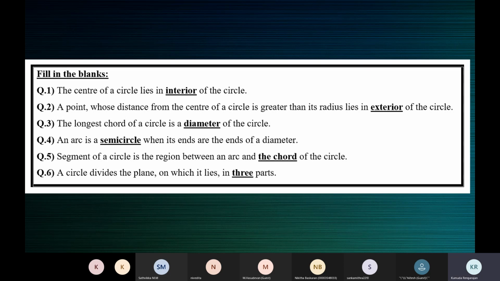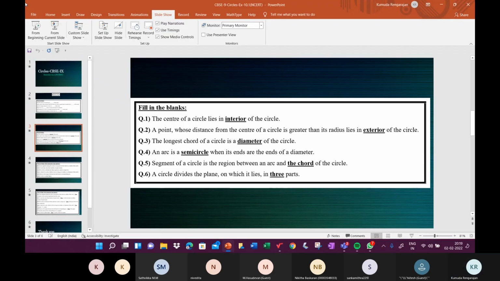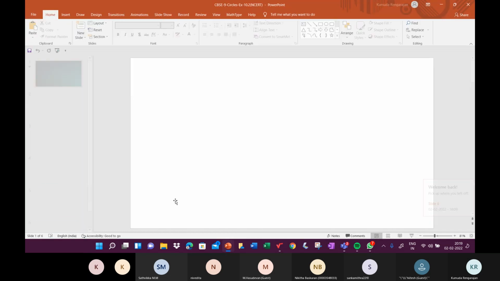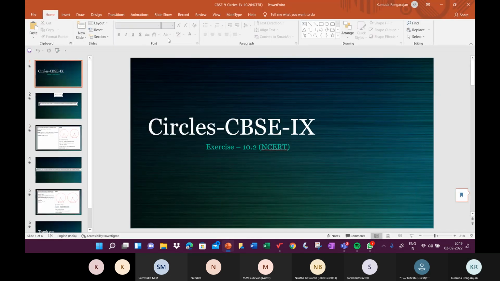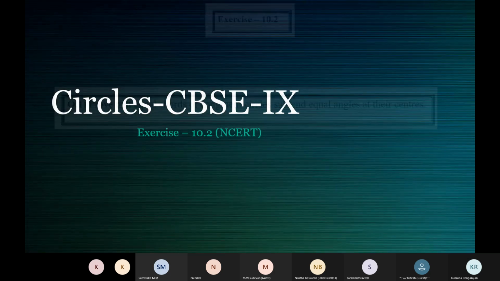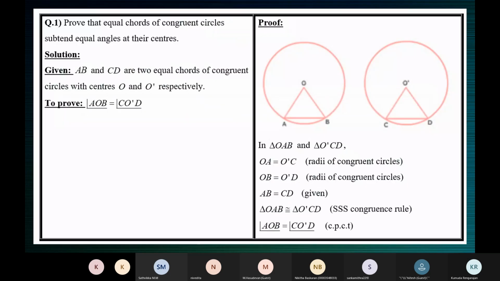We have discussed all this when we understood the introduction to this chapter. Again, very simple, simply congruency.